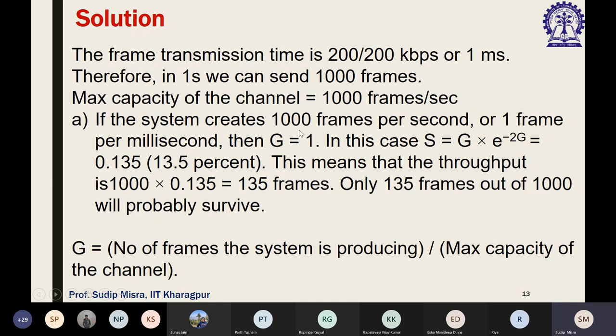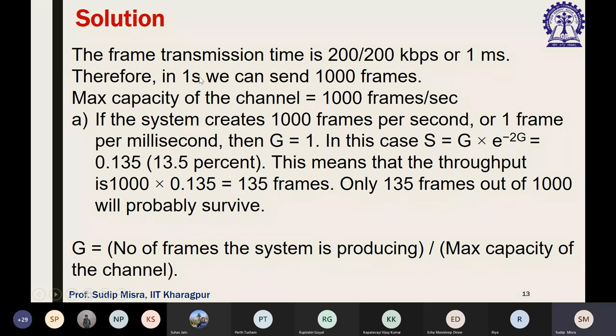So you see the frame transmission time, again applying the same kind of strategy as before. Frame transmission time is going to be how much? 200 by 200 kbps, which is going to be 1 millisecond, right? Both these values are given, so you can easily compute the frame transmission time. So in 1 millisecond we can send 1 frame, which means 1000 frames can be sent in 1 second, right?